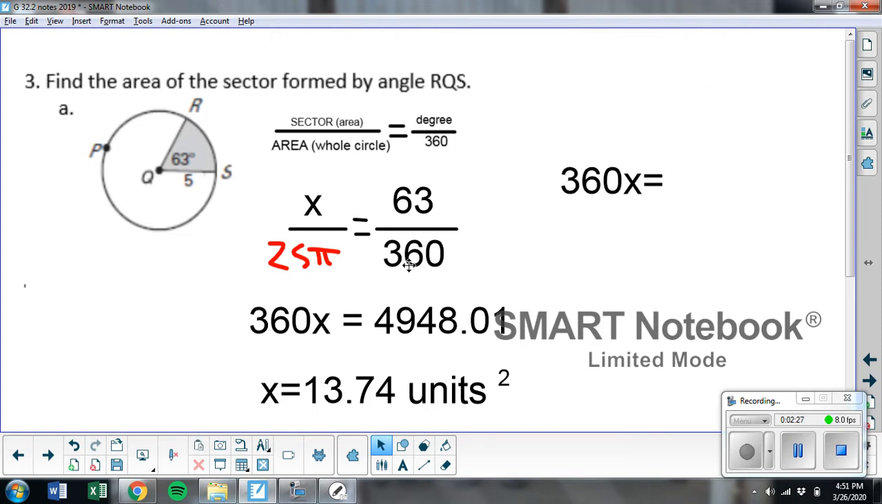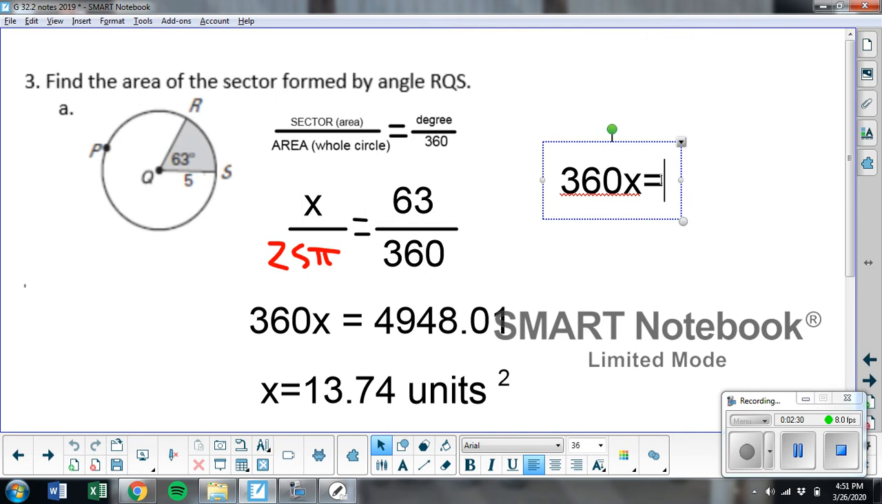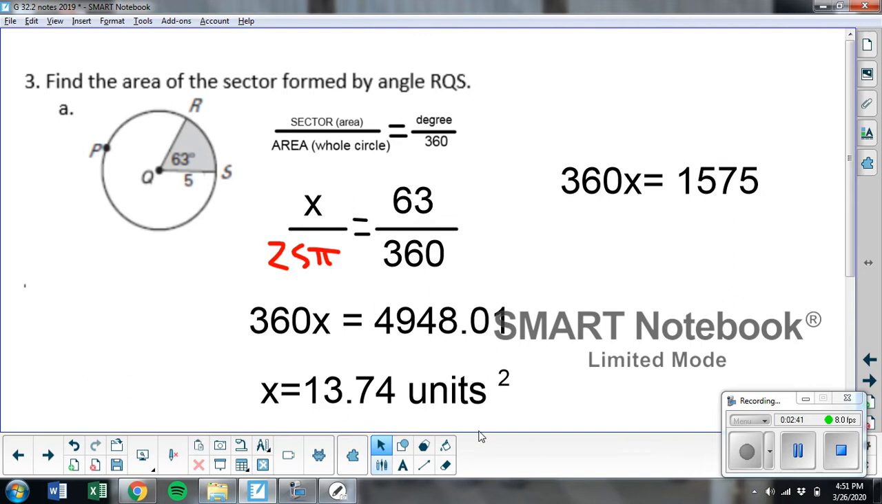So x times 360 is 360x. And instead of getting that decimal, I'm just going to multiply the 25 times the 63, which gives me this. And since I didn't type in the pi, I would just write the pi. And then I would divide both sides by 360. So without typing the pi, I'm just going to leave the pi tagged along. I'm going to divide this number by 360, which is 4.37.